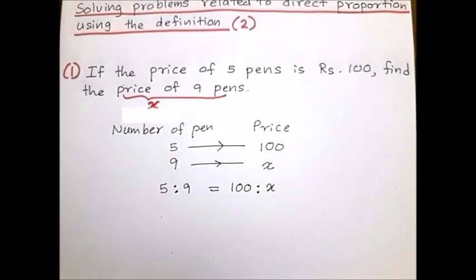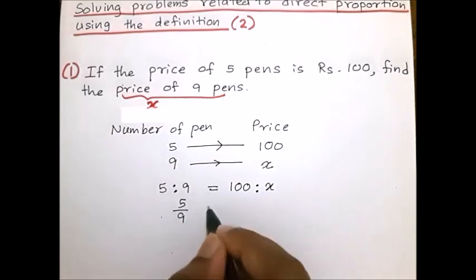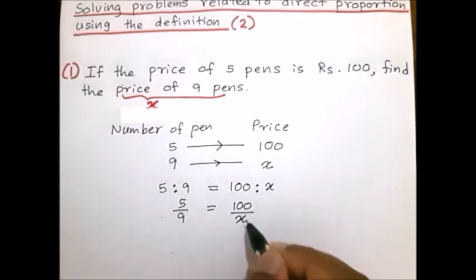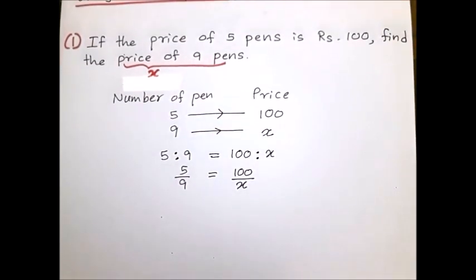Then write this ratio as a fraction. We can write it as 5 over 9, equal to 100 over x. Now this is the equation. By solving this equation, you have to find the value of x.